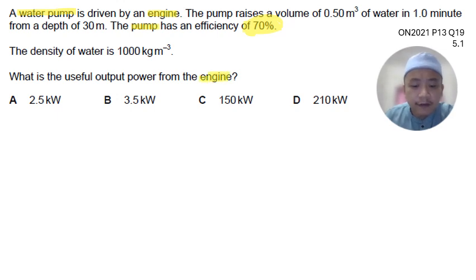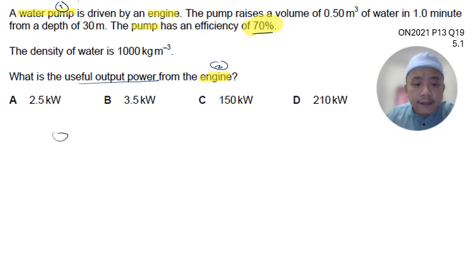So there are two different things that we need to take note of here. One is basically the pump. The pump has got the 70% efficiency. And the second one, the question is asking about the useful output power from the engine that is being supplied to the pump. Okay, so let's address the obvious.